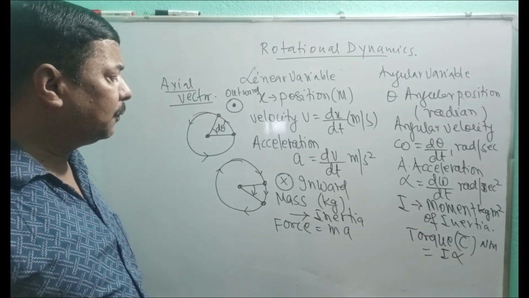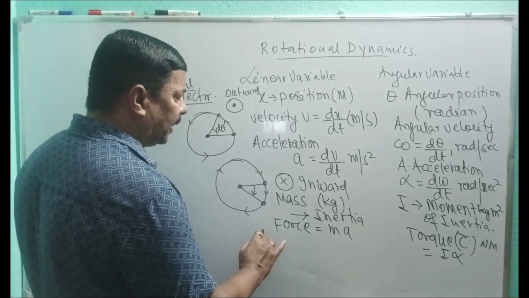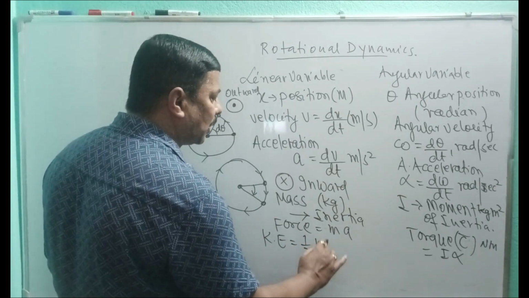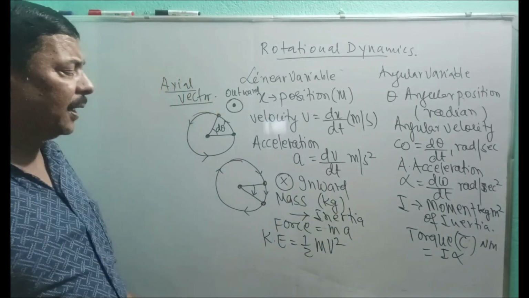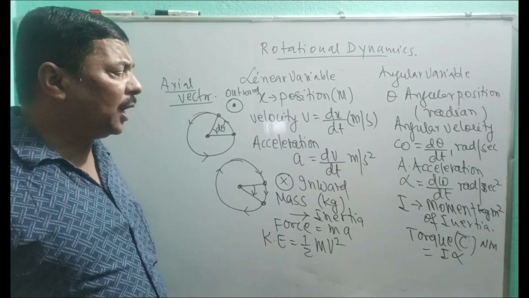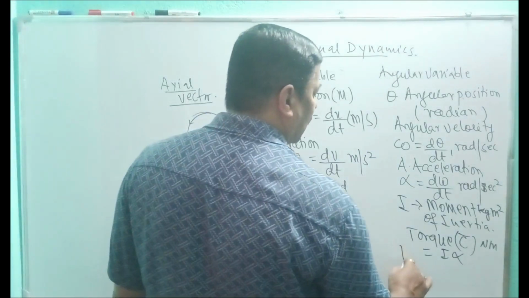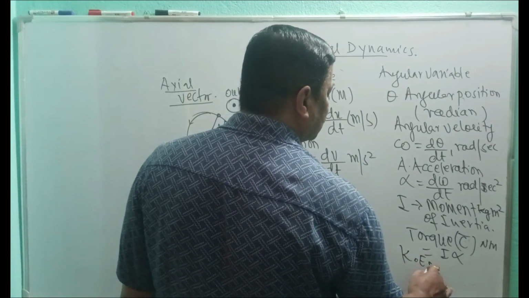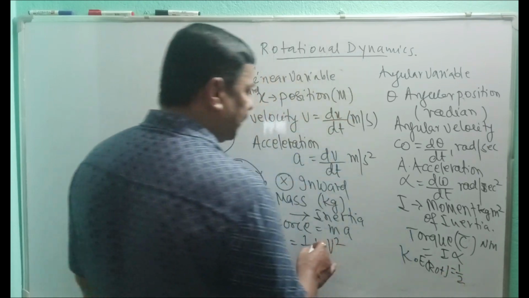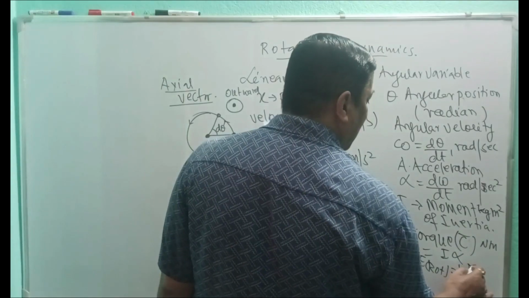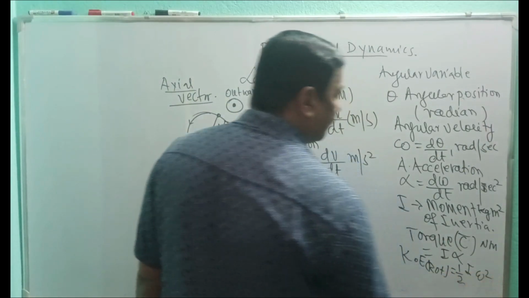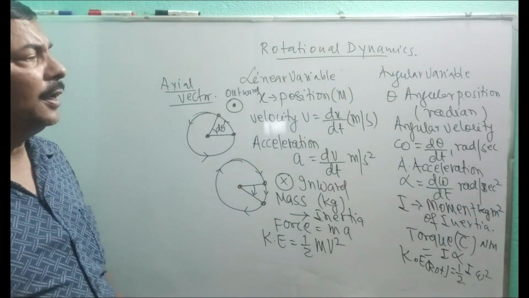Now one more thing. If we talk about kinetic energy, half mv square is the kinetic energy in pure translation, where v is the velocity of the body. Similarly, you can write the rotational kinetic energy. This is half, and in place of mass it should be moment of inertia, and in place of velocity it should be angular velocity square. So kinetic energy can be given in this way.